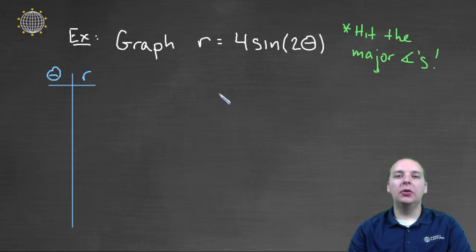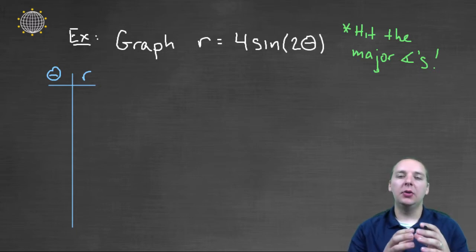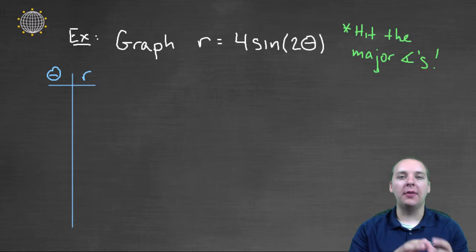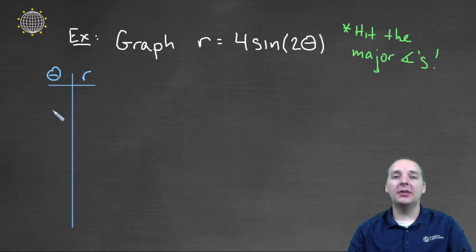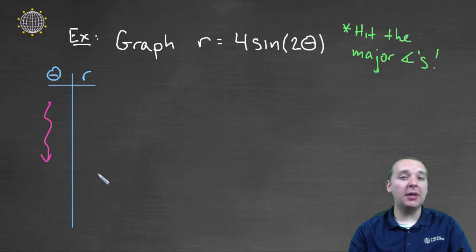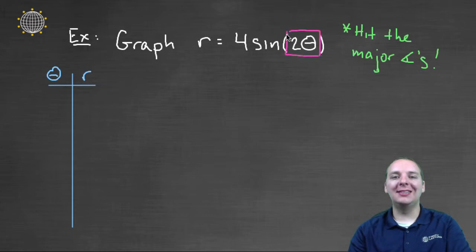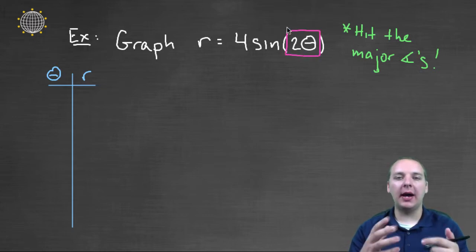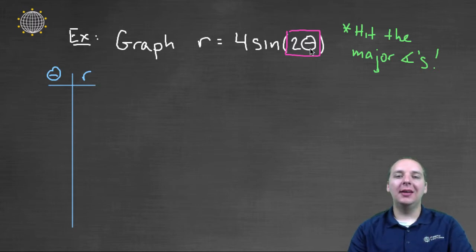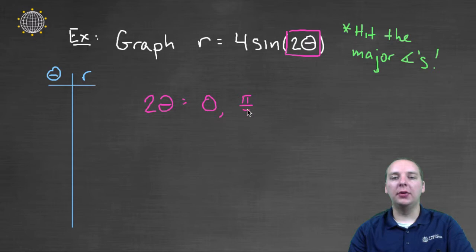All right, now there is a little twist to this example though. See, sometimes when students hear me say make sure to hit the major angles, and to take sine of 0 and pi over 2 and pi and those sorts of things, they think that's automatically what we would make theta. Sometimes that's the case, but for this example, that's actually not the case. I want to be taking sine of pi and 2 pi and those major angles, but when you plug in a theta, remember that it's being doubled. So what I actually want is 2 theta being 0 and pi over 2 and pi and 3 pi over 2 and 2 pi, etc.